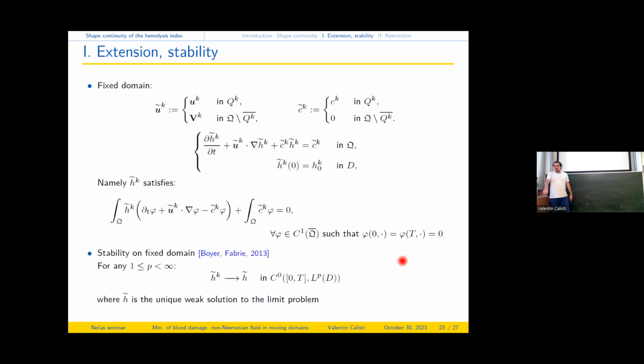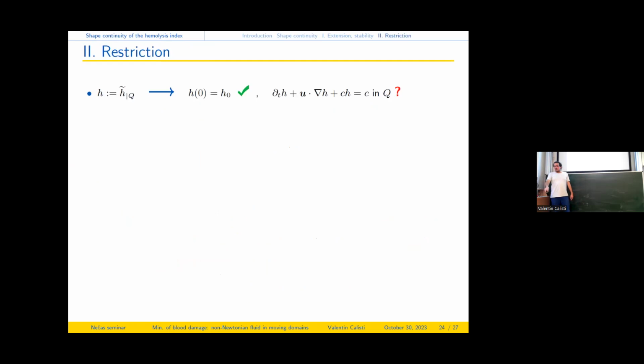What we use is a stability result that you can find, for example, in Boyer-Fabrie. With all the assumptions that we get from the study on the blood flow, you have the convergence in this space of the hemolysis solution. Now we just want to be sure that H restricted to Q, our moving domain, is solution of the associated problem. By definition of what we have chosen for the initial data, it's okay. It just remains to show this.